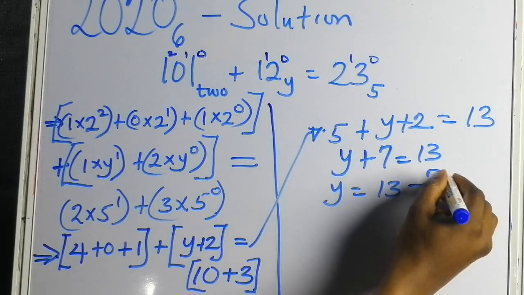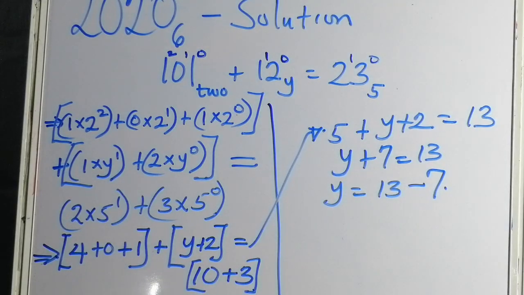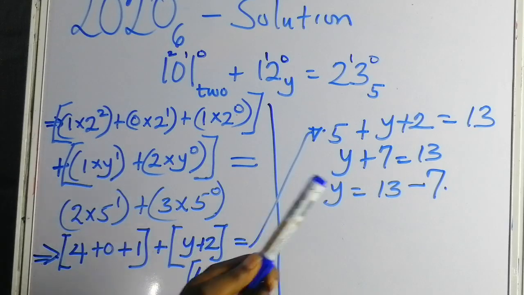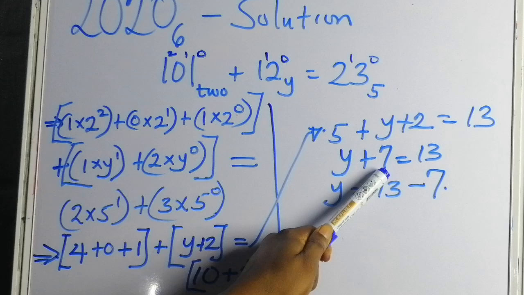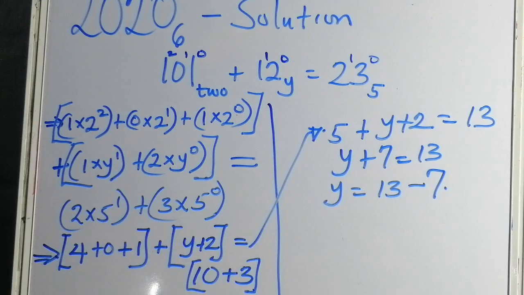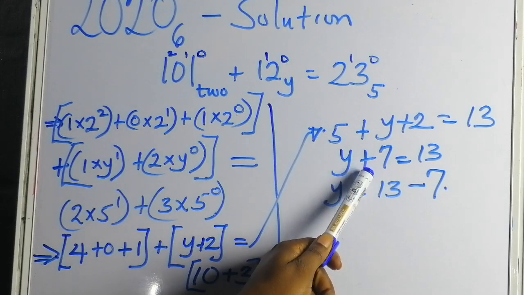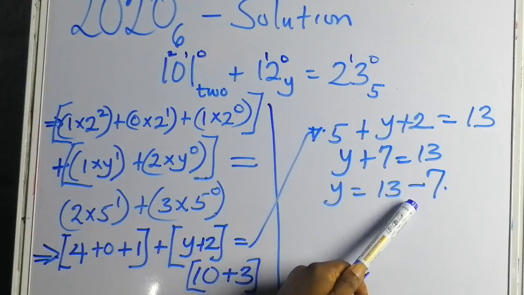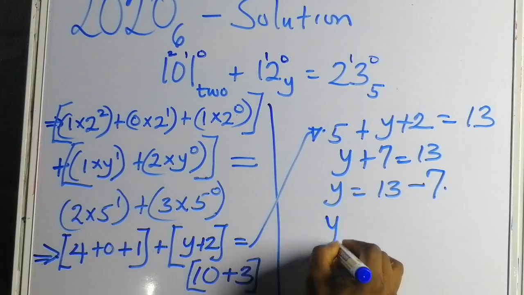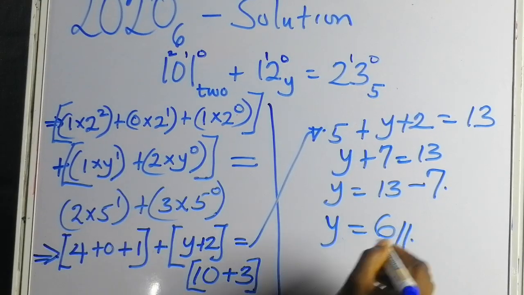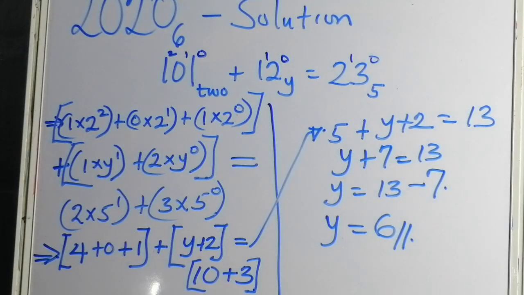That's minus 7. Plus 7, I've told you anything on the right hand side is the owner of the sign. The owner of this positive is this 7 because 7 is on the right hand side. So this plus 7 is crossing the equal sign, so it changes to negative. So 13 minus 7 gives us y equals 6. It's as simple as that.